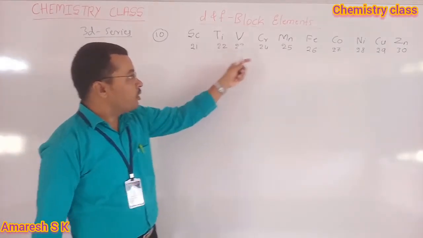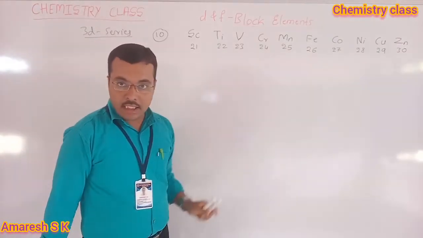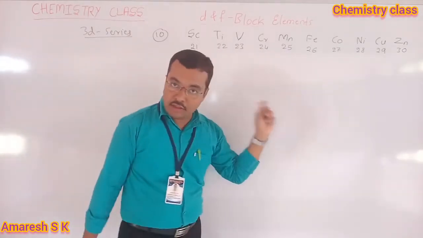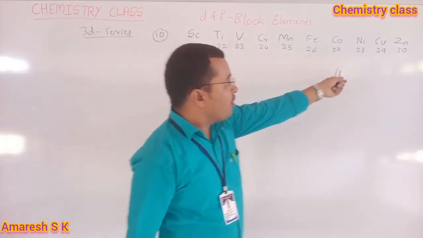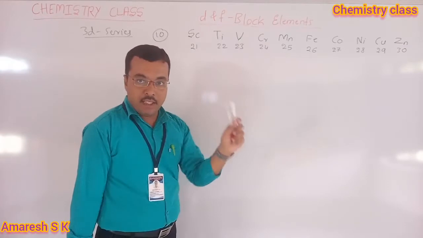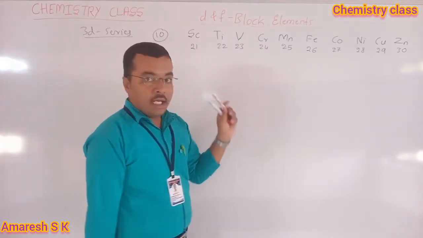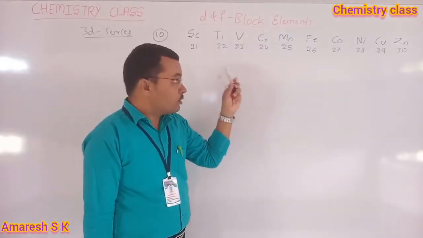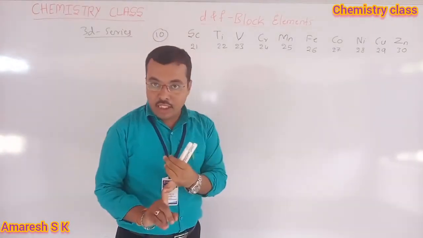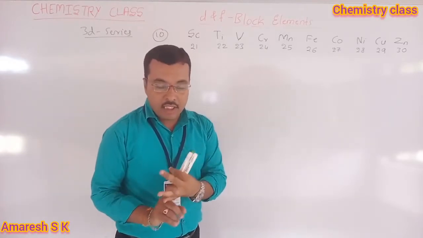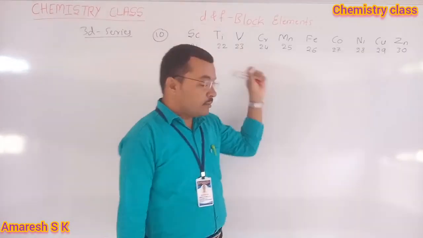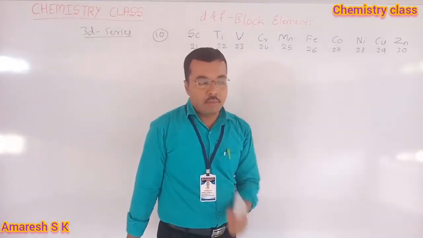From scandium to chromium, there is a decrease in the atomic size. Next, from manganese to nickel, there is a constancy in the atomic radius. Next, from copper to zinc, there is again an increase in the atomic radius. This happens in the 3D series of elements. We have also discussed that this is due to two important factors: the effective nuclear charge and the screening effect.